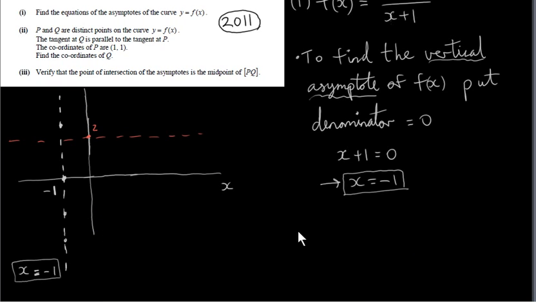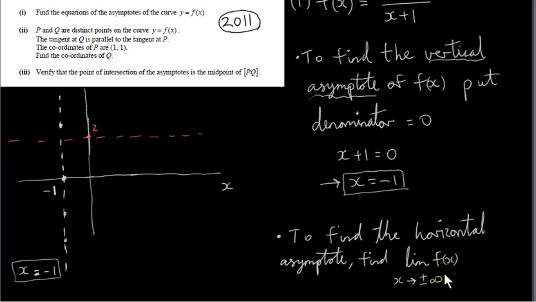So what we do to get what's called a horizontal asymptote is we get the limit as x tends towards plus or minus infinity of f of x. So we calculate this limit here. So let's do that now. So we want the limit as x tends towards plus or minus infinity of f of x, which is 2x over x plus 1.